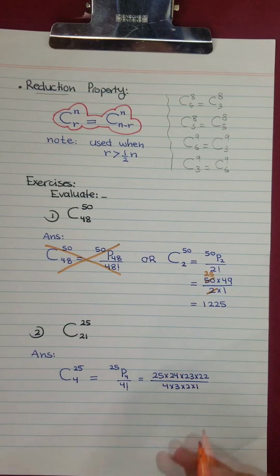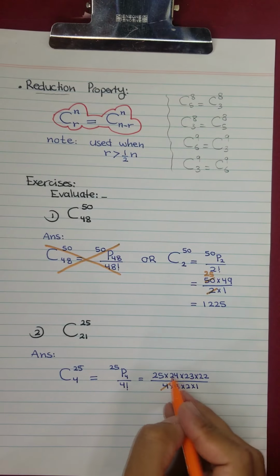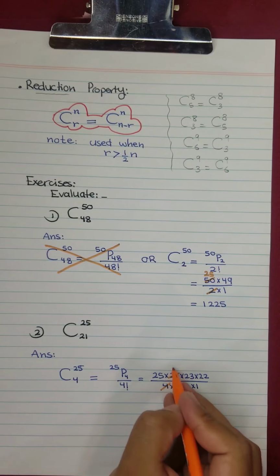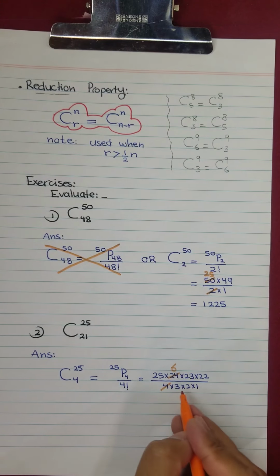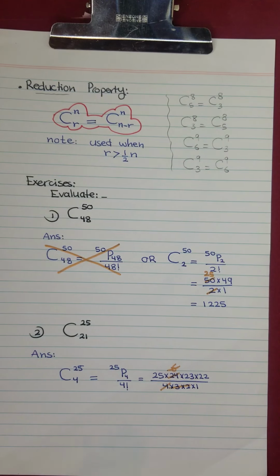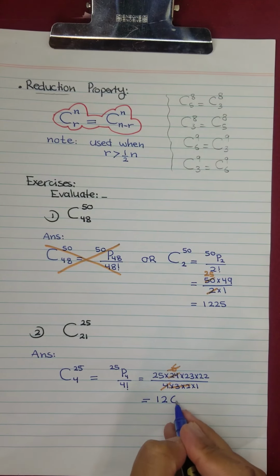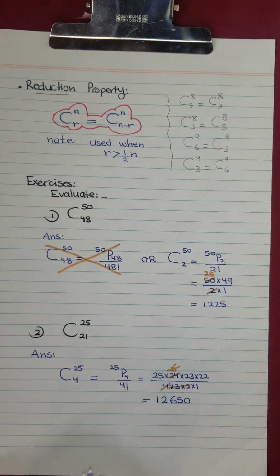Of course, we can cancel the 4 with the 24. We will get 6 out of it. And then the 3 times 2 is actually 6, so we cancel the 6 with the 6. So what are we left with? We are left with 25 times 23 times 22, and the answer to that is going to be 12,650. So this is going to be the answer of this combination.